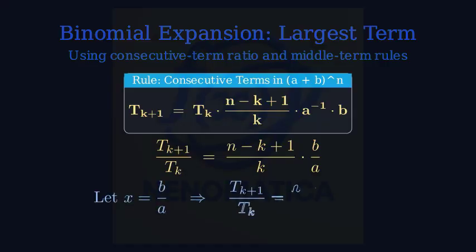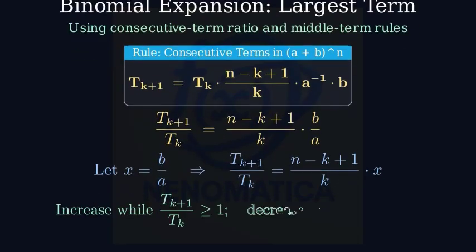If we let x equal b over a, the ratio becomes (n minus k plus 1 over k) times x. This inequality tells us where the sequence of terms switches from growing to shrinking. Terms increase while the ratio is at least 1, and decrease when the ratio drops below 1.